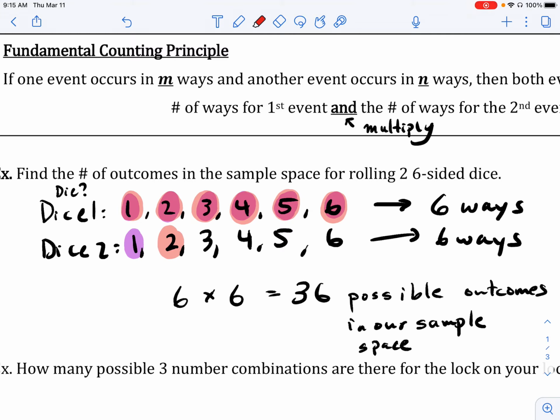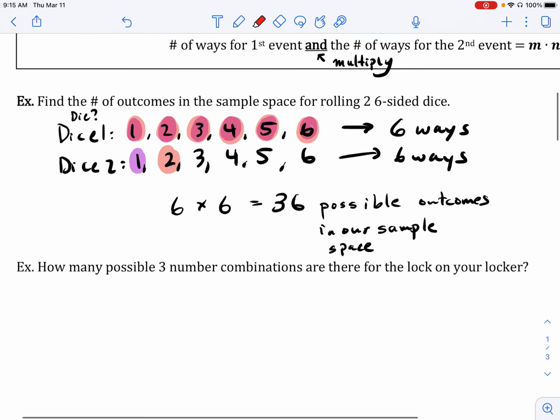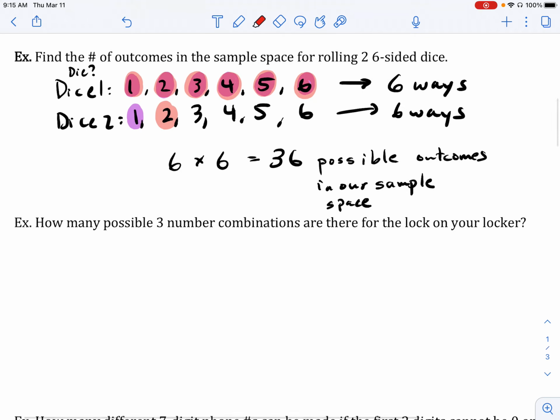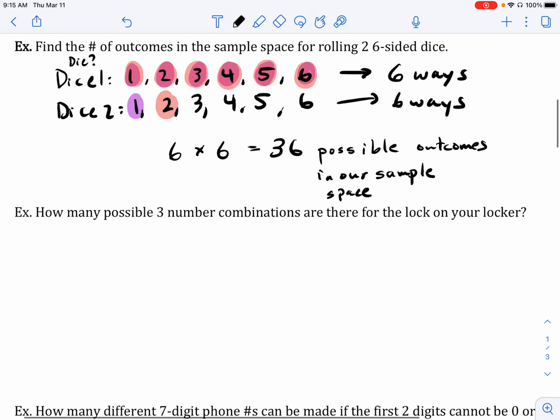Just to count the number of ways that the first event can occur, the number of ways that the second event can occur, and just go ahead and quickly multiply to find out the total number of ways that the two events can occur together. Let's try another problem with that. How many possible 3-number combinations are there for the lock on your locker?